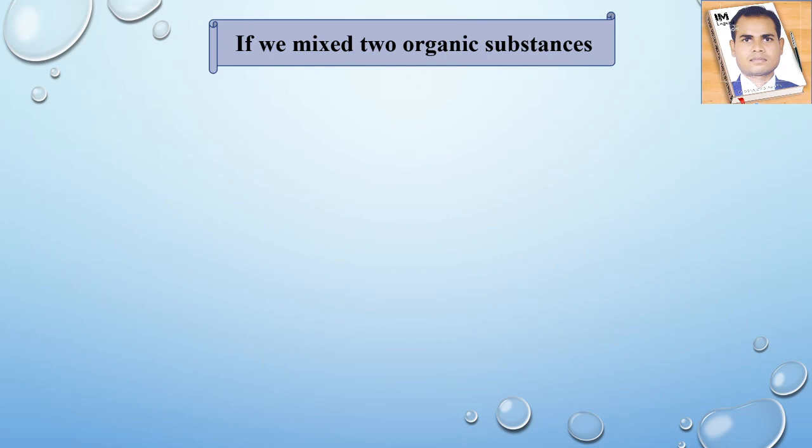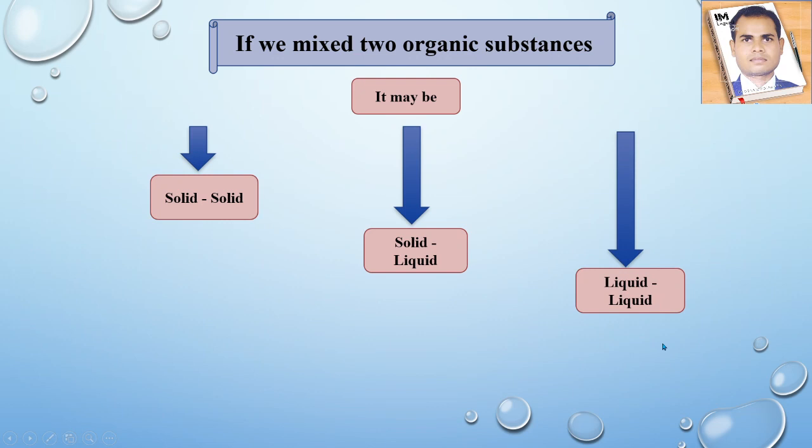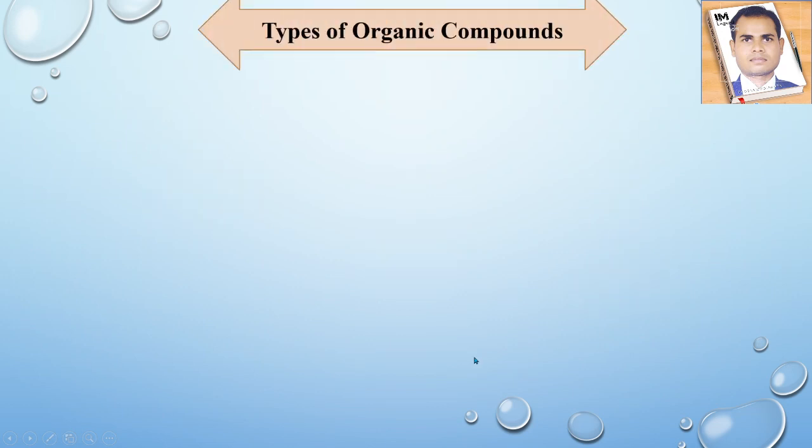Say if you mix two organic substances, we know what is meant by organic compounds. We have to take those substances, which may be in any state, solid or liquid, and we have to identify which type of organic compound is present in it. So we should know which types of organic compounds there are.